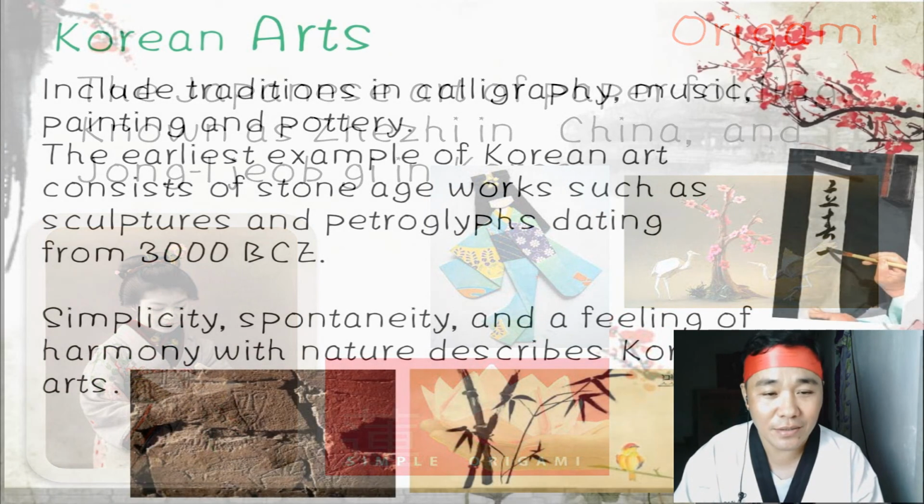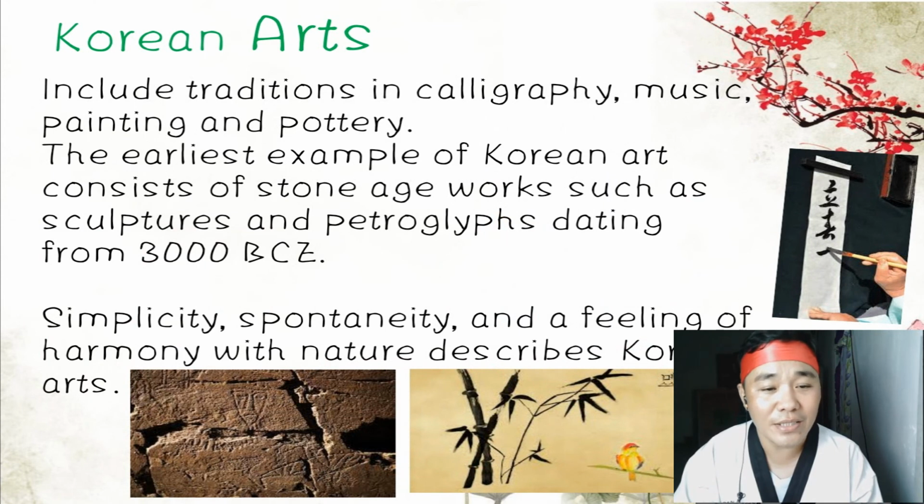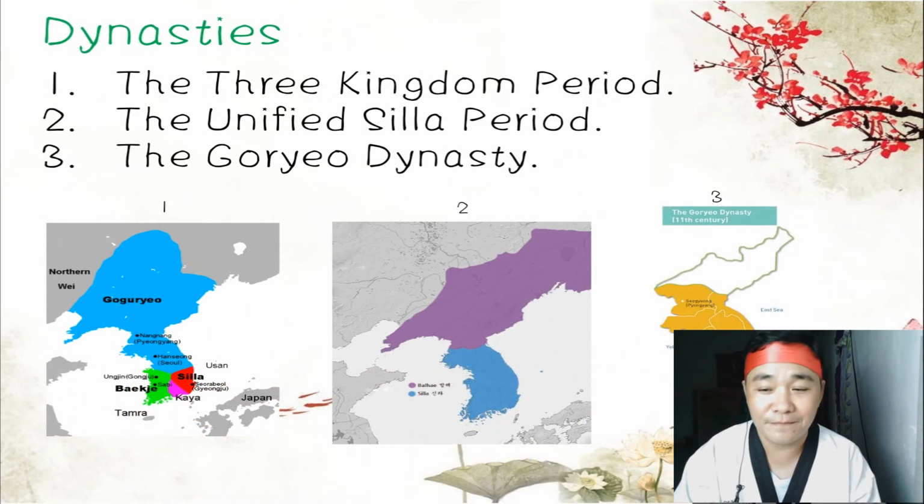Korean arts. Korean arts include traditions in calligraphy, music, painting, and pottery. The earliest examples of Korean art consist of Stone Age works such as sculptures and petroglyphs dating from 3000 BC. Simplicity, spontaneity, and a feeling of harmony with nature describe Korean arts.